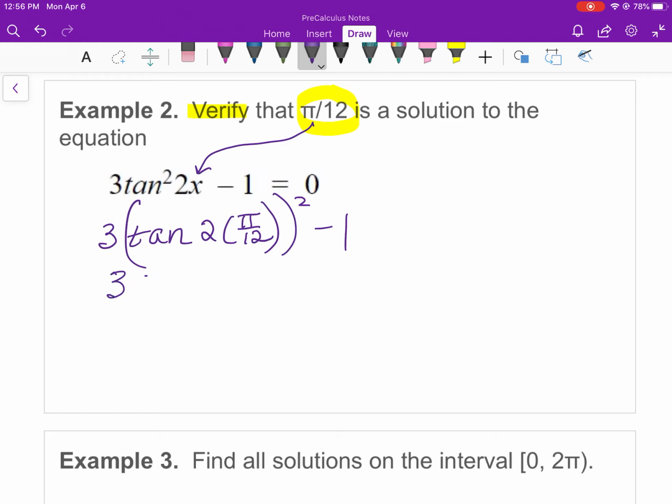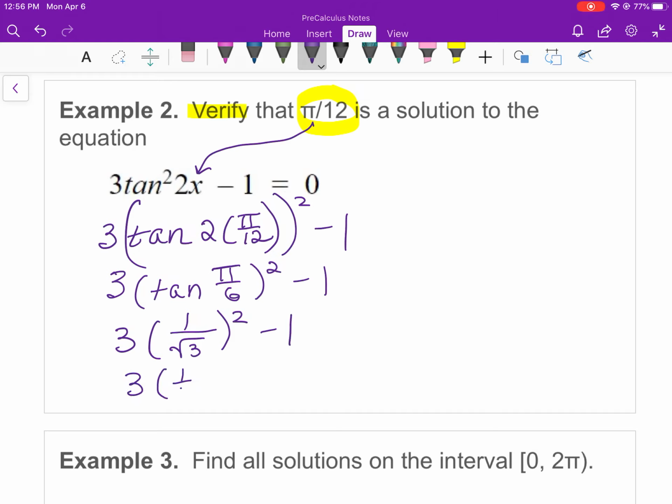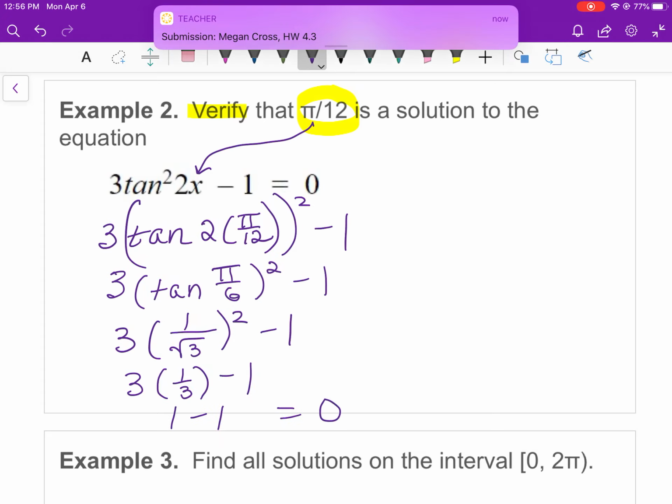All right, the tangent of, or the 2 times pi over 12 is pi over 6. The tangent of that is the square root of 3 over 3, or if I don't simplify it, it's 1 over radical 3. Squaring a radical removes it, so we have 1 minus 1, which is that 0 we were looking for.